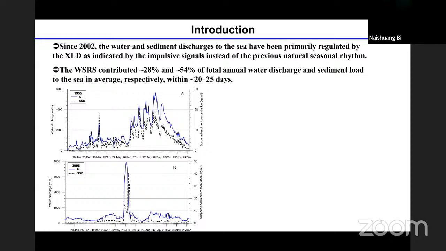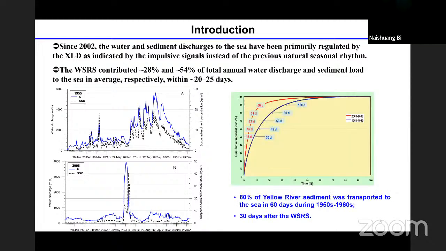So it greatly modifies the natural hydrological cycles. Normally in natural conditions, around 80% of the sediment is discharged to the sea in 6 days. However, after the water sediment regulation scheme, it extended to 30 days. So the water sediment regulation scheme has been carried out for 20 years.